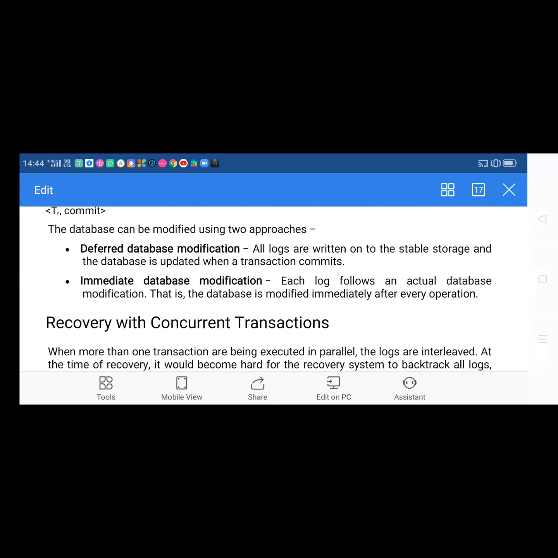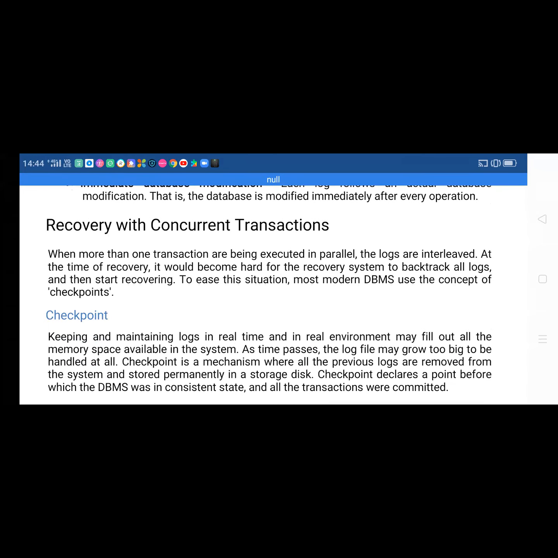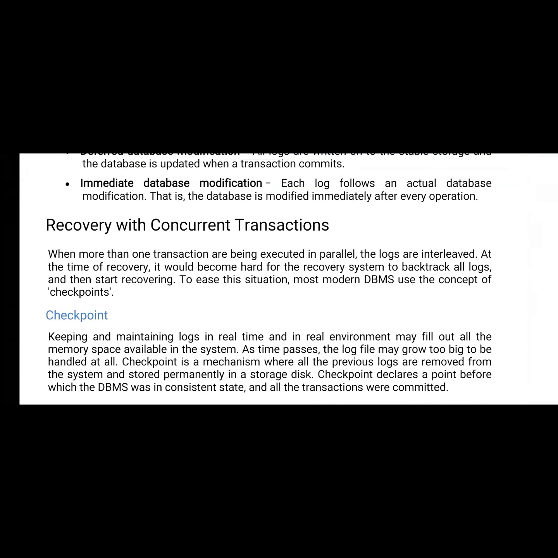So if it is a forced approach, it is related with the immediate database modification. That means if we are performing any type of modification in the database, it is immediately written to the disk. But in the case of deferred database modification, all logs are updated after the completion of transaction commit. I hope all of the members were able to understand what I'm saying up to now.